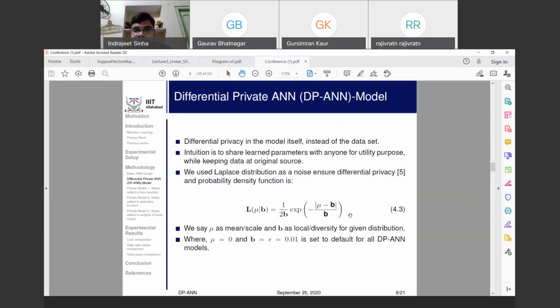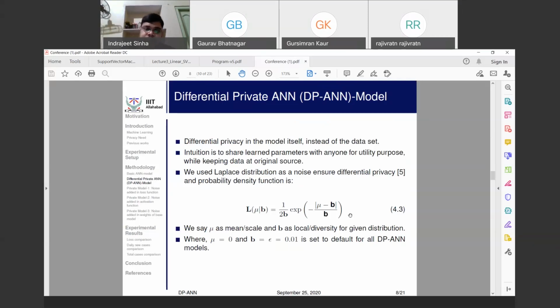The probability density for the Laplace distribution is given by 1/(2b) times the exponential of minus |x minus mu| upon b. Here mu is the mean and b is the scale or diversity of the given distribution, where we have set mu equal to 0 and b equal to 0.01 as the default value in every model.